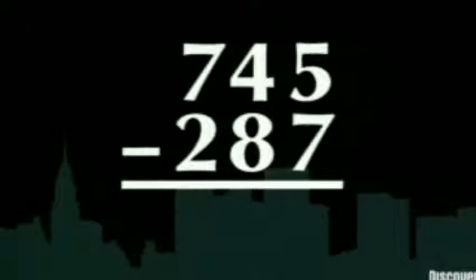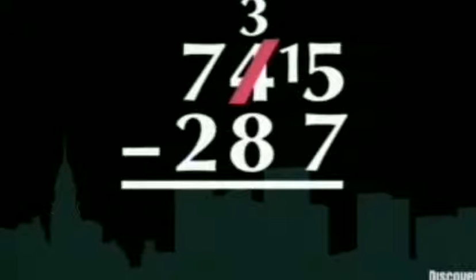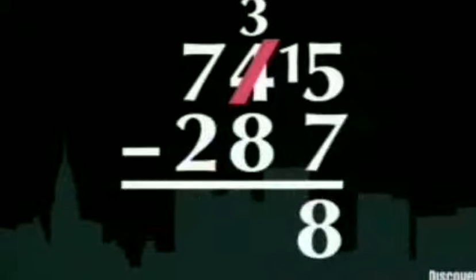In this problem, we have to borrow for the ones column and for the tens column. Say the problem in the ones column. Can we work 5 minus 7? We can't work it, so we rewrite 45 to get a 2-digit value in the ones column. Say the new problem in the ones column. What's the answer for 15 minus 7? It's 8.